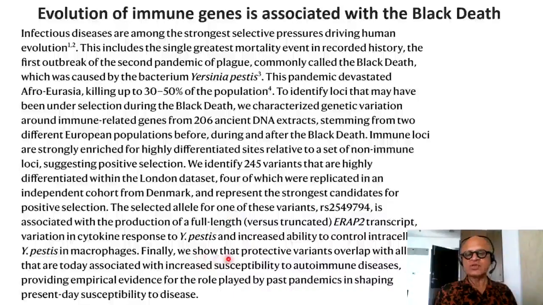Finally, we show that the protective variants overlap with the alleles that are today associated with increased susceptibility to autoimmune diseases, providing empirical evidence for the role played by past pandemics in shaping present-day susceptibility to disease. So, to fight the Black Death, the human body did something, and all those who survived because of this selected immune response, ERAP2 transcript and so on, and that then came with additional impact, and that is the susceptibility to autoimmune diseases.